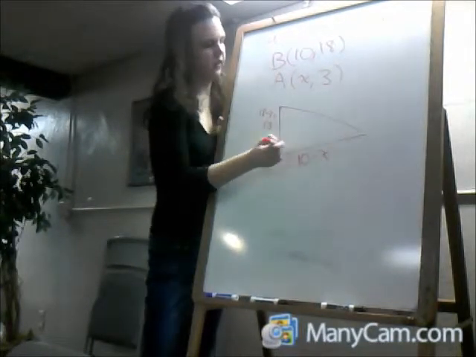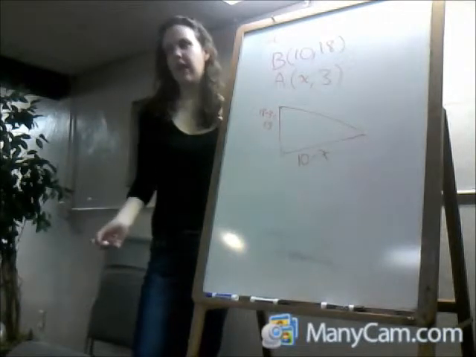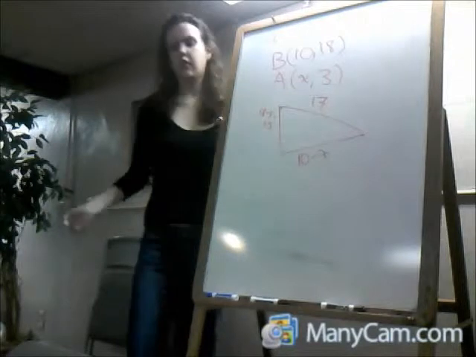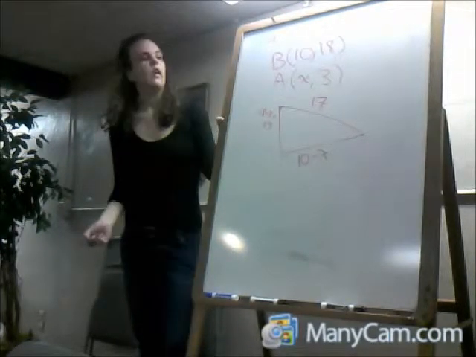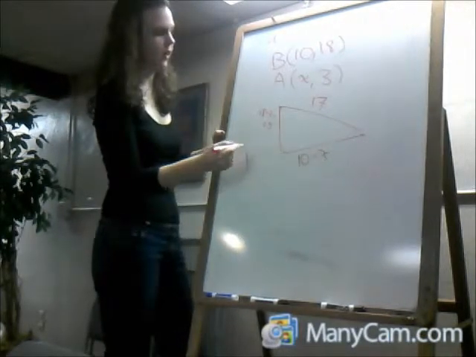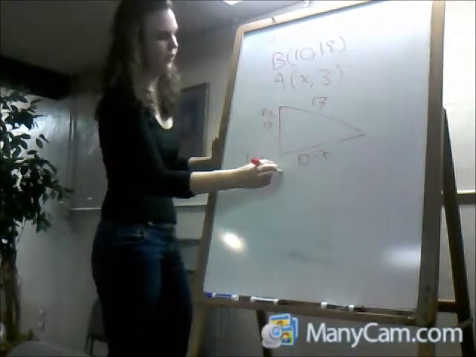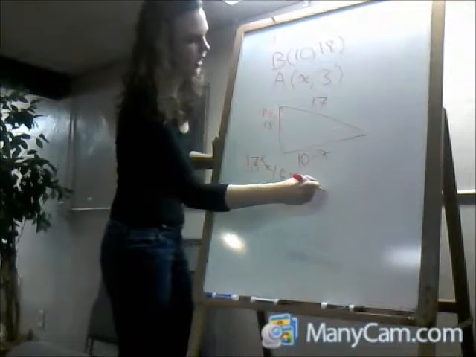So I just like to draw a triangle and say, okay, our y difference is 15. Our x difference is 10 minus x. And so we know that this difference is 17 because they're telling us the distance is 17. So now we're just going to do Pythagorean theorem, or just figure it out intuitively. But 17 squared equals 15 squared plus 10 minus x squared.